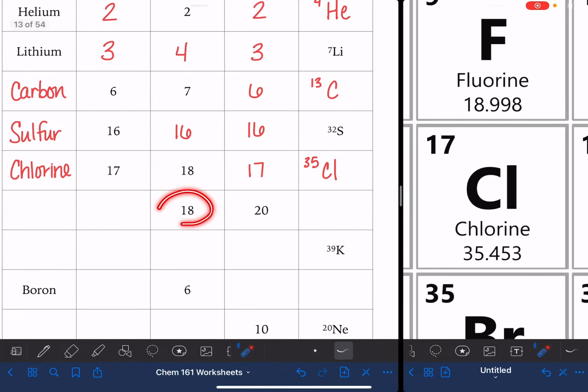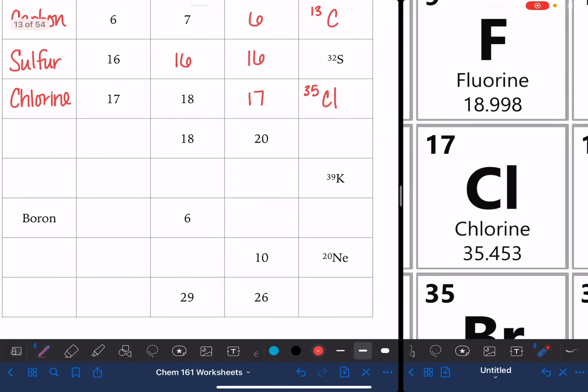The next problem down here, just to have it handy, this is where we are writing the protons. This is all the way up at the top of the table. This is where we're writing the neutrons, and this is where we're writing the electrons, just to help us remember what each of these numbers represents.